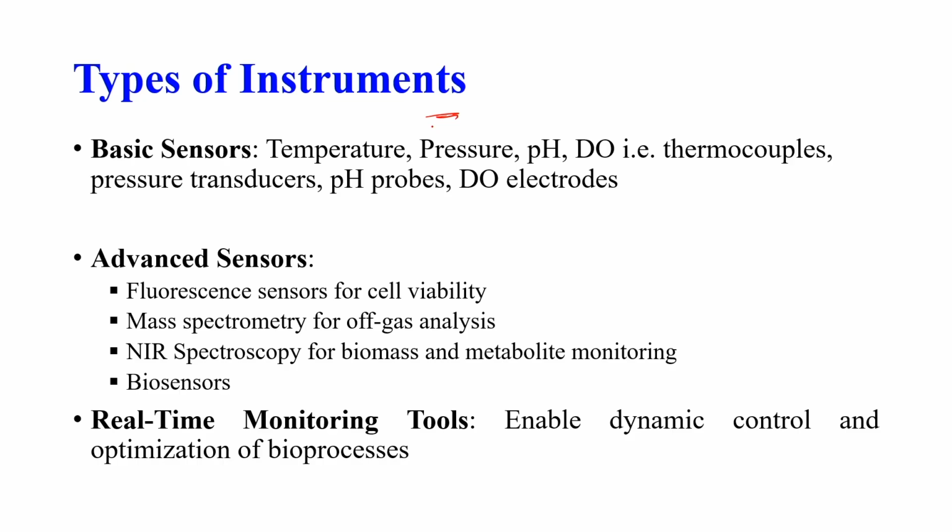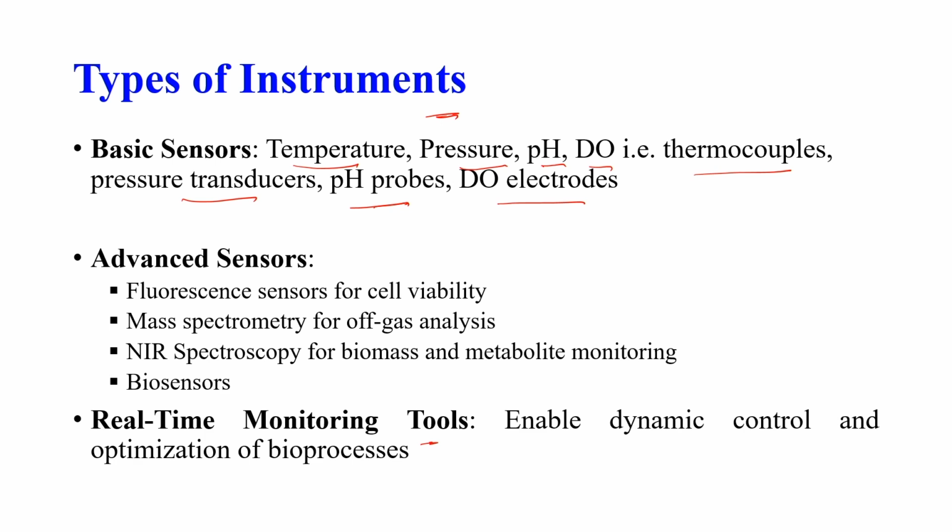Now, we can classify the instruments also into different types. We can say the basic sensors, advanced sensors, and real time monitoring tools. Basic sensors, typically we categorize temperature, pressure, pH, dissolved oxygen measurement. For example, a thermocouple is used for temperature measurement, a pressure transducer is used for the pressure measurement, a pH probe for the pH measurement, and a DO electrode for dissolved oxygen measurement.